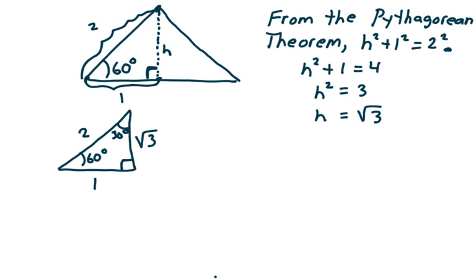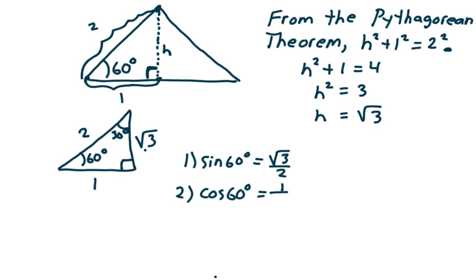And I want you to notice what we have. Number 1, if I look at sine 60 degrees, that's going to be the opposite side divided by the hypotenuse. The hypotenuse is 2. So we get square root of 3 over 2. So this one triangle gives us a lot of information. Number 2, let's take a look at cosine of 60 degrees. Cosine of 60 degrees is the adjacent side 1 divided by the hypotenuse. So this is 1/2.